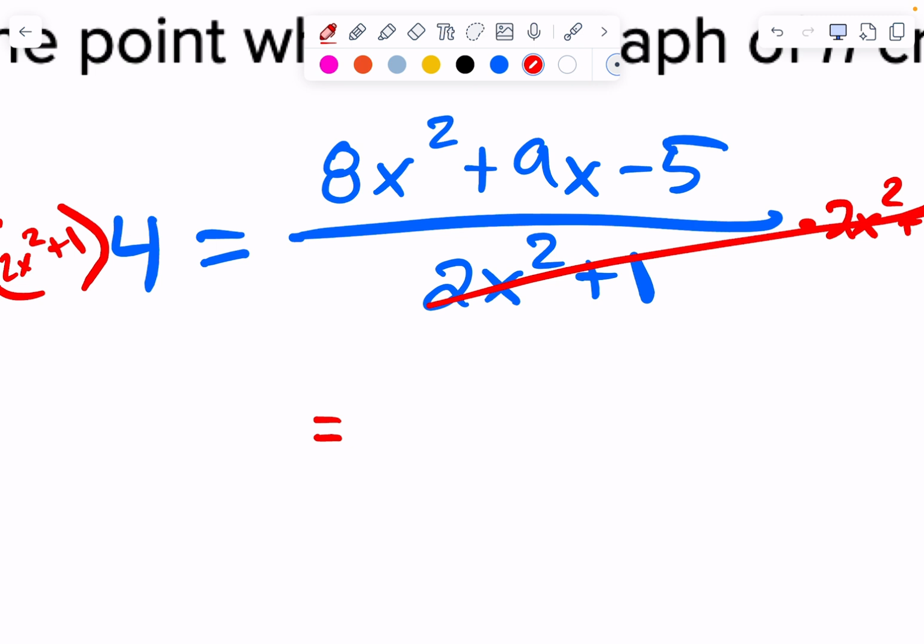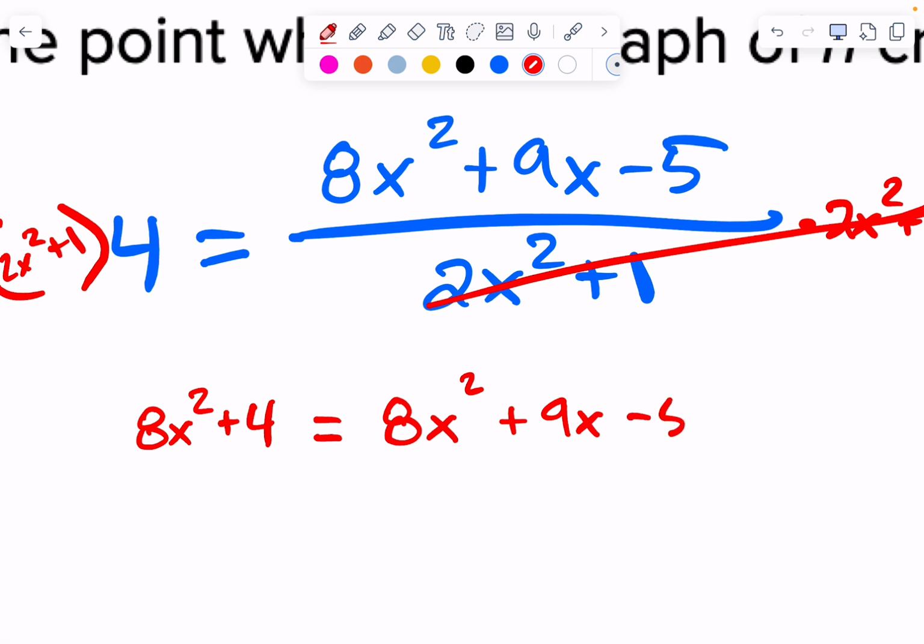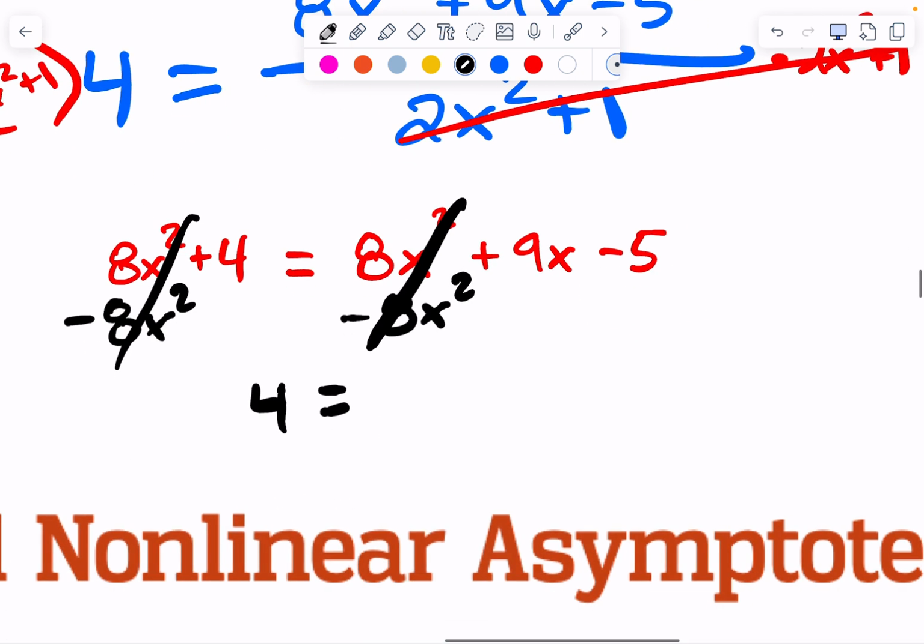All right, what's on the left now? 8x squared plus 4. Got it. Here is 8x squared plus 9x minus 5. I like this problem. Do you know why you like this problem? 8x squared cancels. Gone. So I have 4 equals 9x minus 5. This is really nice.